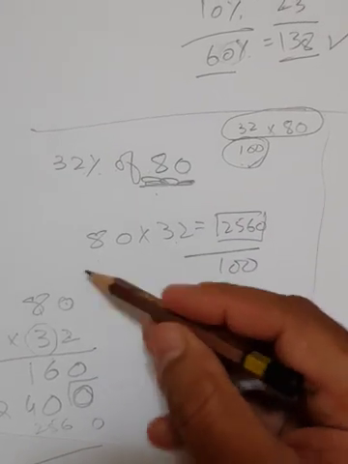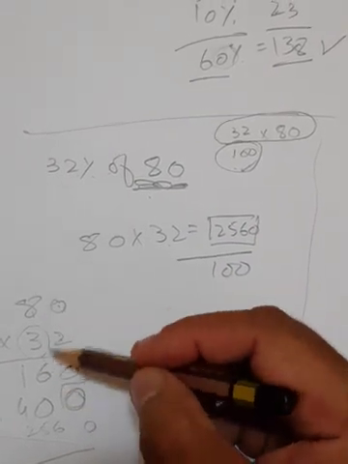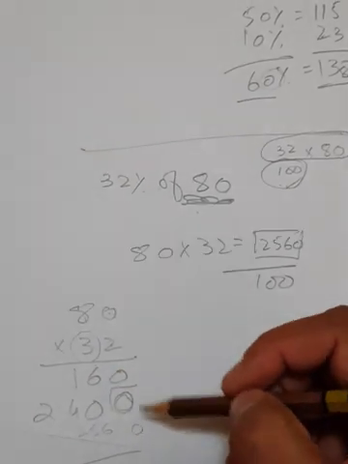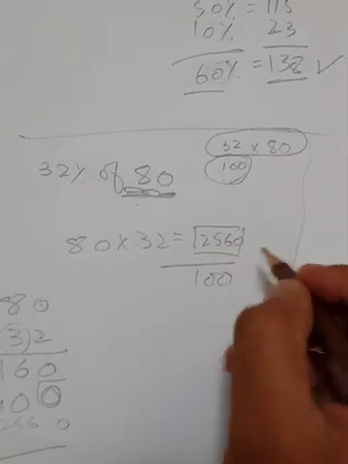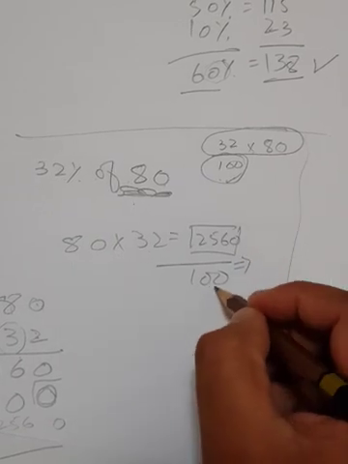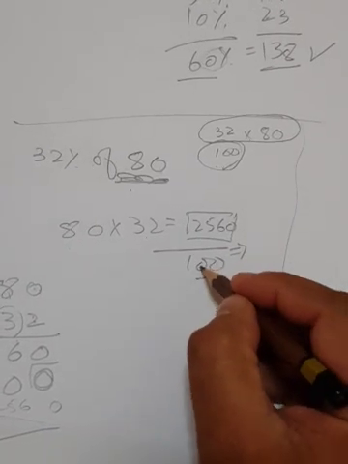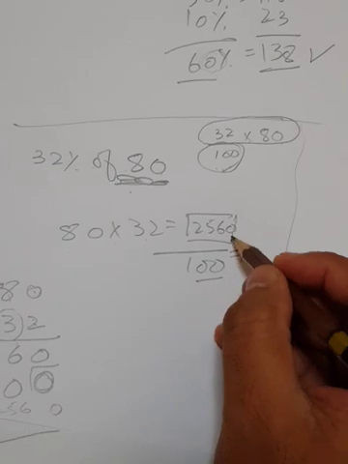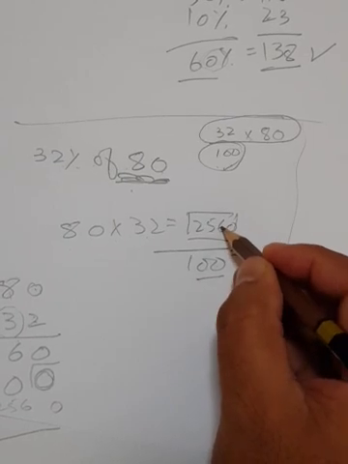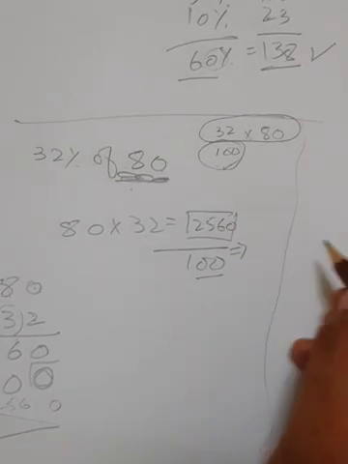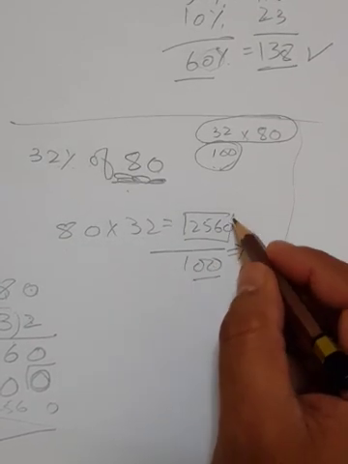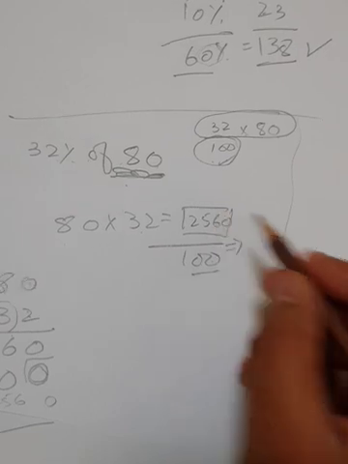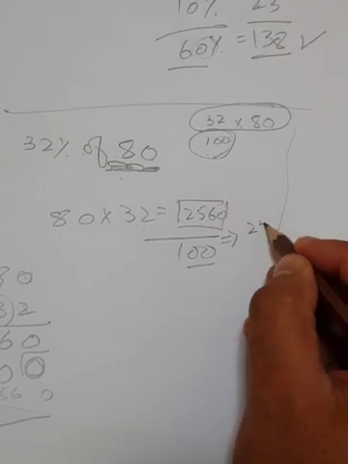2560. Let me cross check. 200 times 2 is 16, 300 times 3 is 24, 24 means 0, 6, 5 and 2. 2560. Okay. Now in my denominator, how many zeros do I have? 1 and 2. So in my numerator, I will count 2 digits from the right side and I will place the decimal. Again, in my denominator, if I have 2 zeros, in my numerator, I will count 2 digits and place the decimal. Look at this.